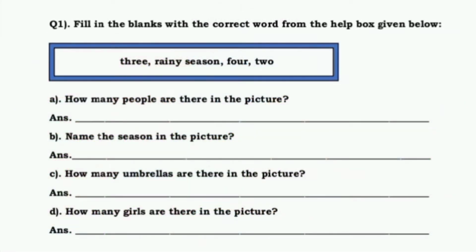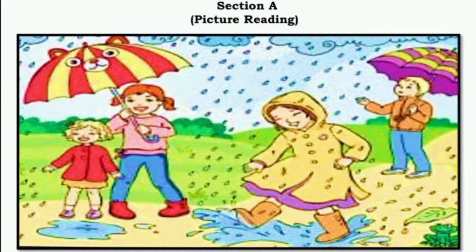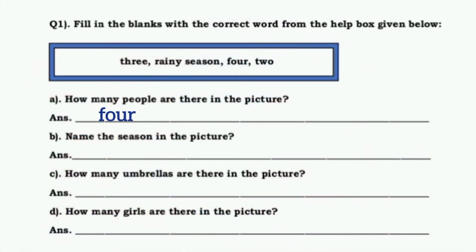So the first question is, how many people are there in the picture? You can take hint from the help box given at the top. So let us see the picture again to find the answer. And the answer is 4. How many people are there in the picture? 4 people. Now next question is, name the season in the picture. And we had already discussed that it is rainy season in the picture. So the answer is rainy season.